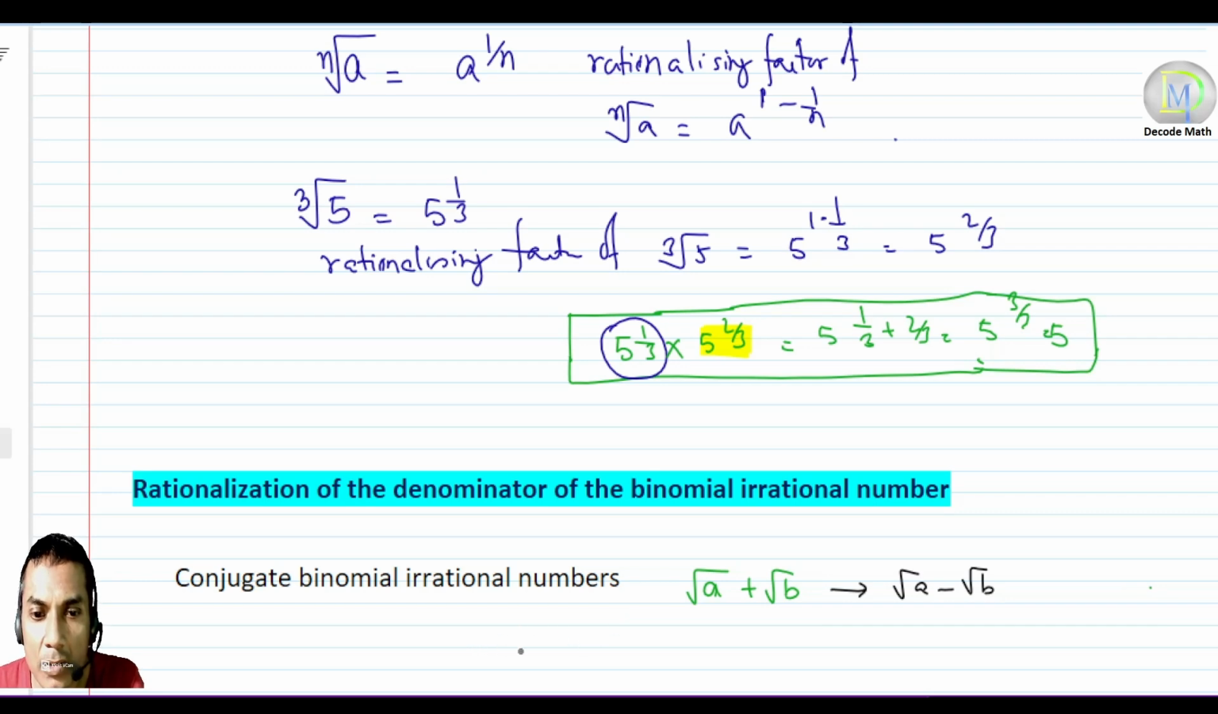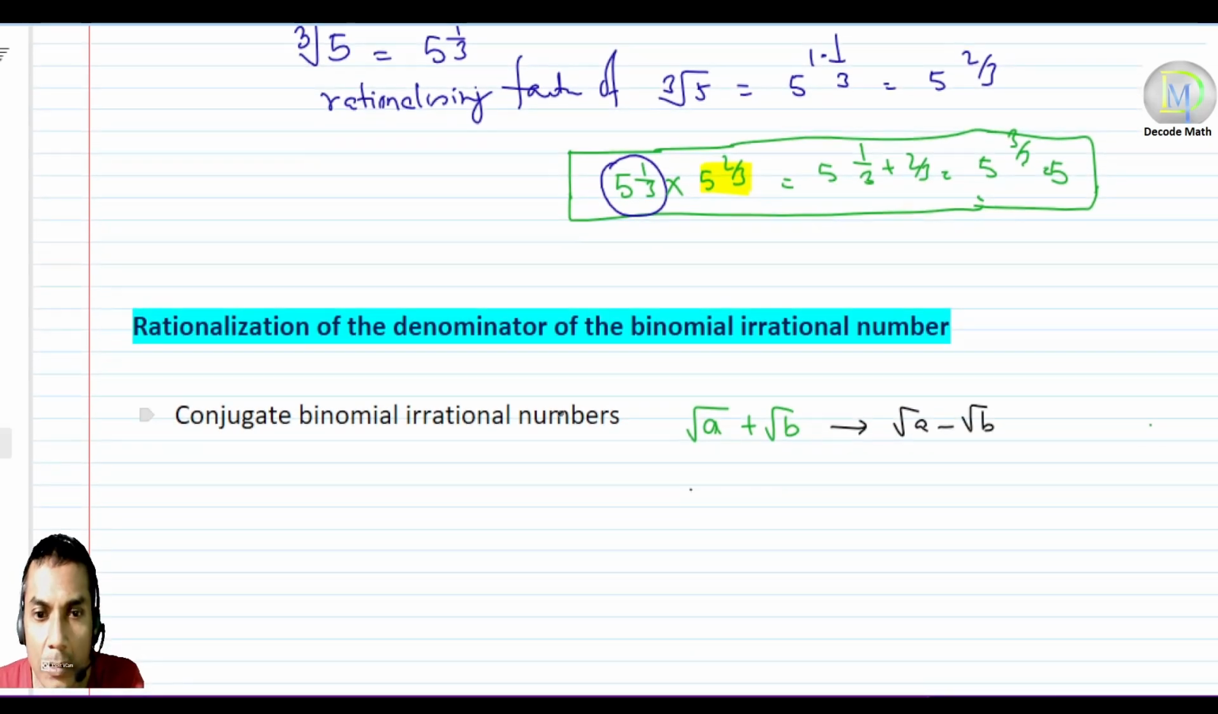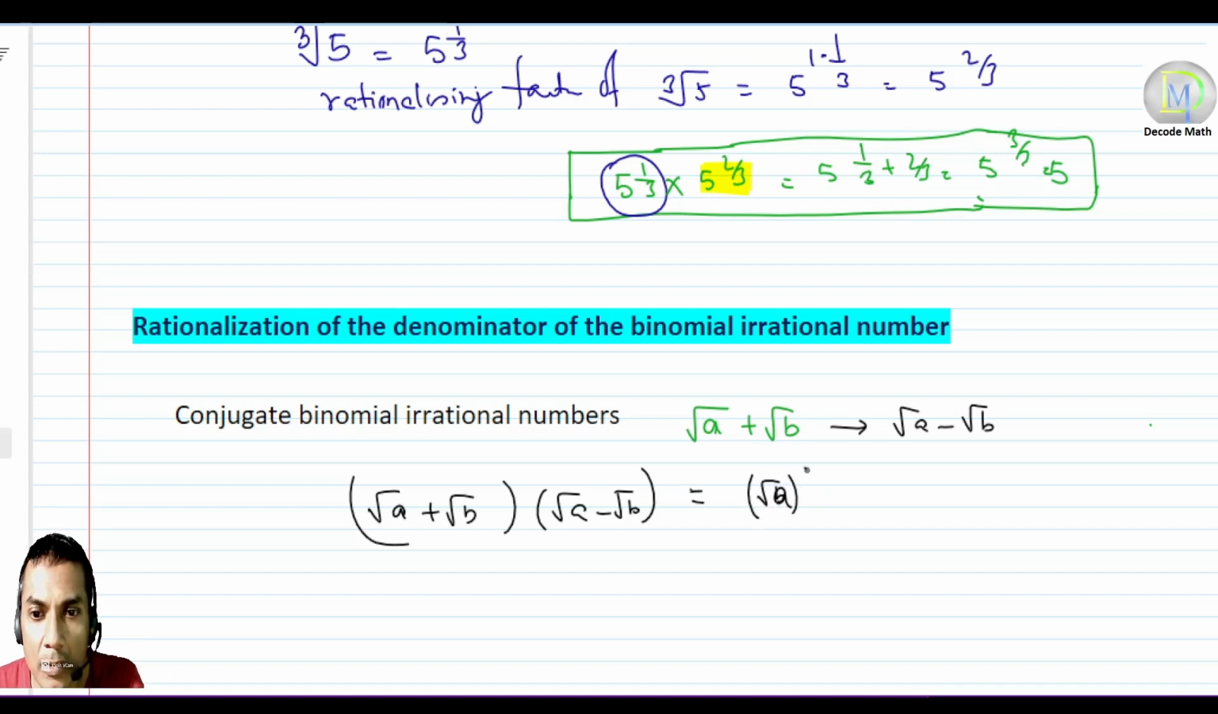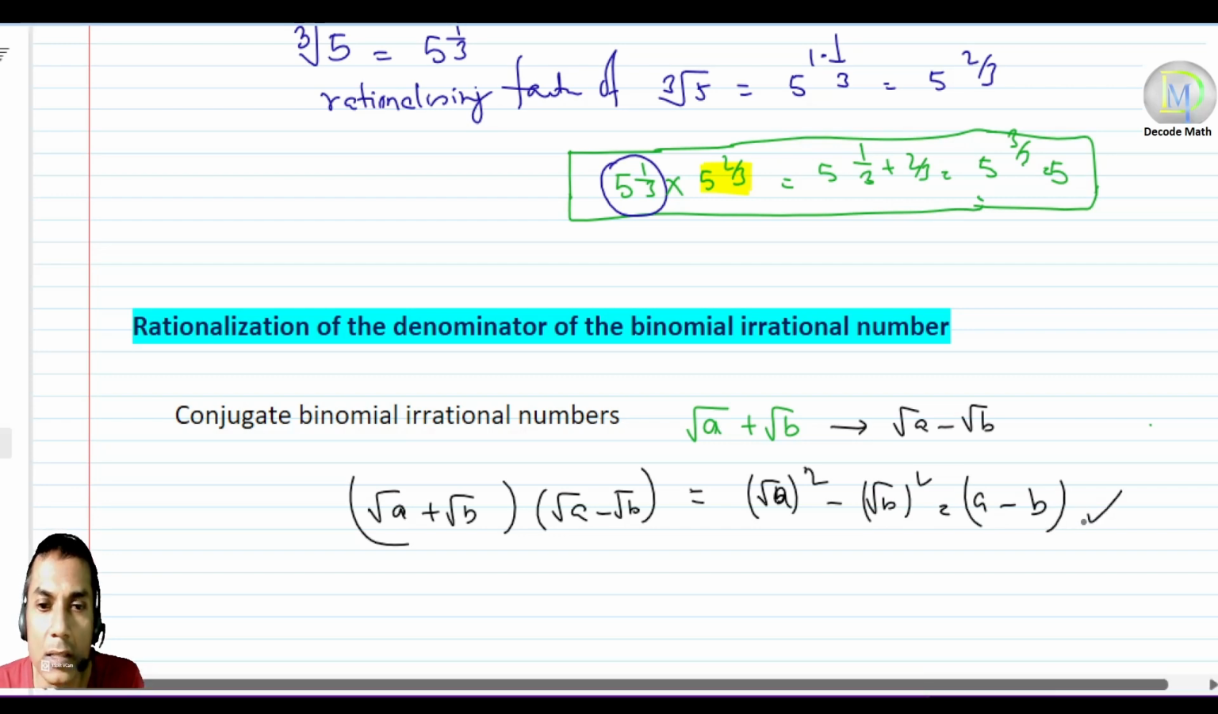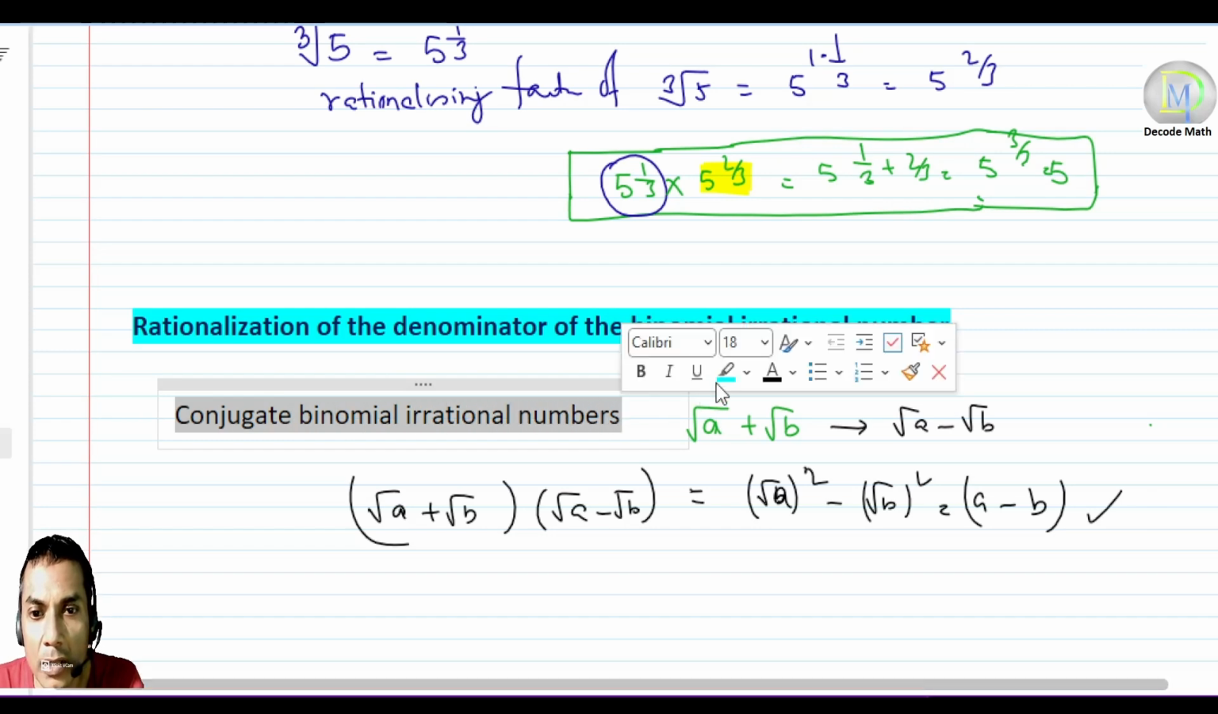Why? Because if we multiply both these conjugate irrational numbers, what will we get? Let's check it. We apply the algebraic identity here: a plus b times a minus b equals a square minus b square. So it will be a minus b. This is a rational number. So when we multiply the conjugate binomial irrational numbers, we get this. Clear?